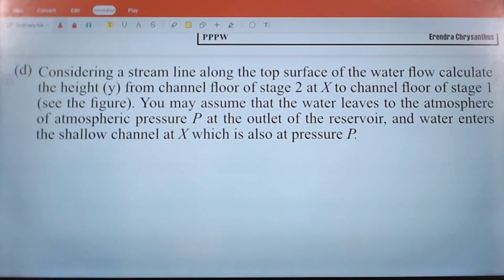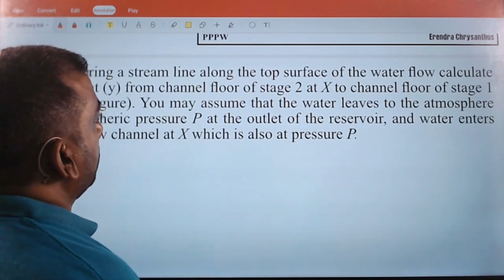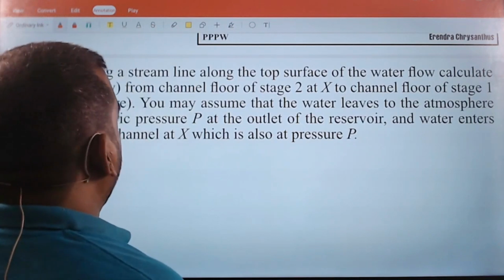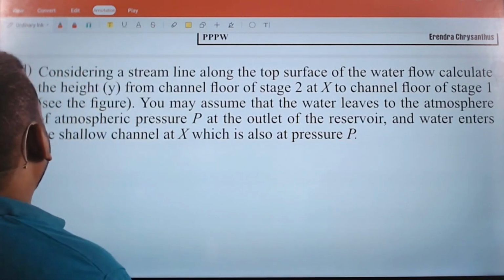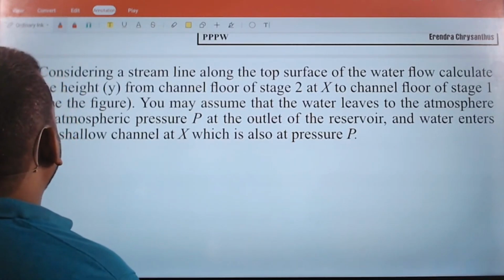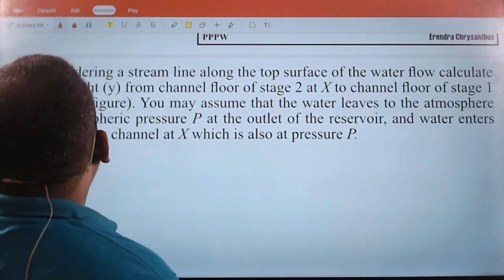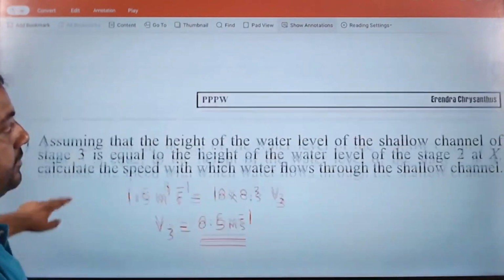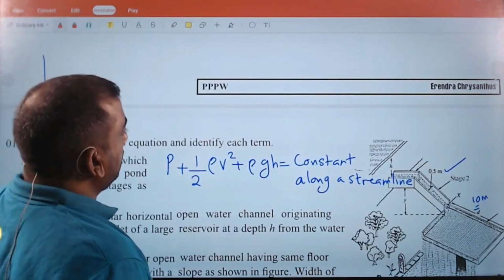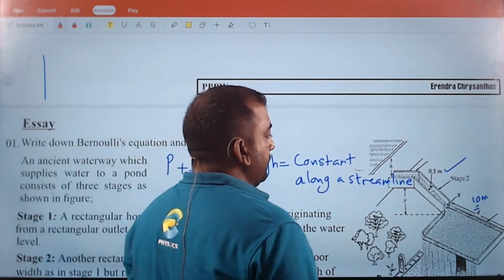Part B. Considering a streamline along the top surface of water, calculate the height y of the channel flow of stage number 2 at x. You may assume that the water leaves to the atmosphere at pressure P at the outlet of the reservoir, and water enters the shallow region X. This is also at pressure P. Let's go back to the diagram. So they want it here.